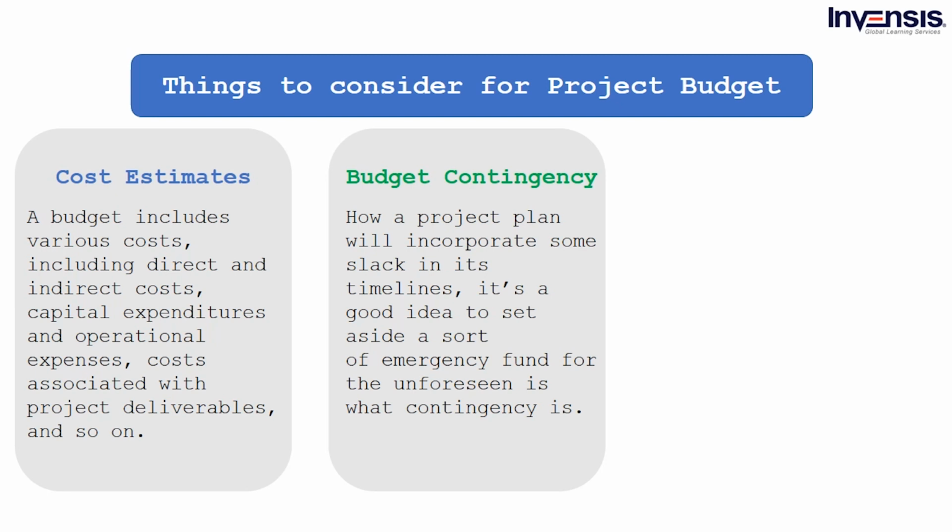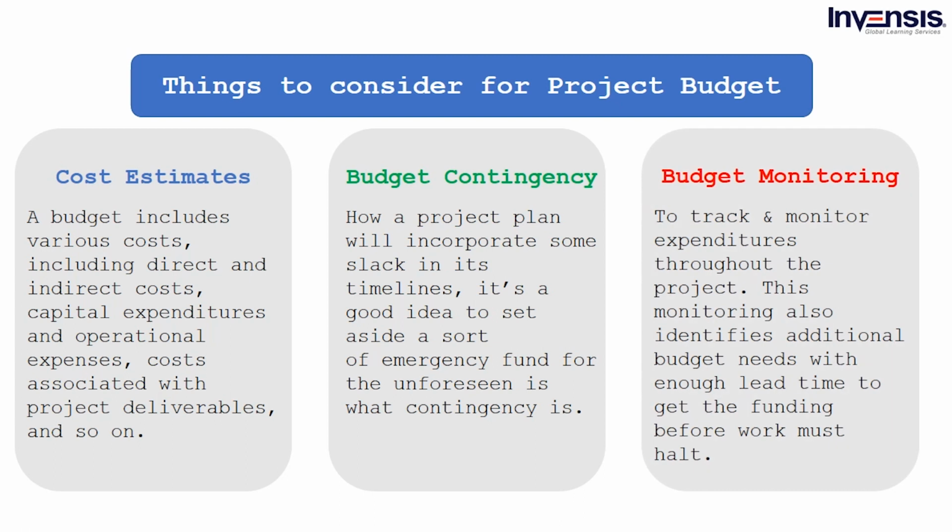Budget monitoring. You should manage and monitor expenditures throughout the project, just as you would project activities. Project budget management guarantees that the project stays on track. You can immediately detect if costs begin to exceed predictions and make modifications before the budget is blown by frequently reviewing the budget during the life of a project.